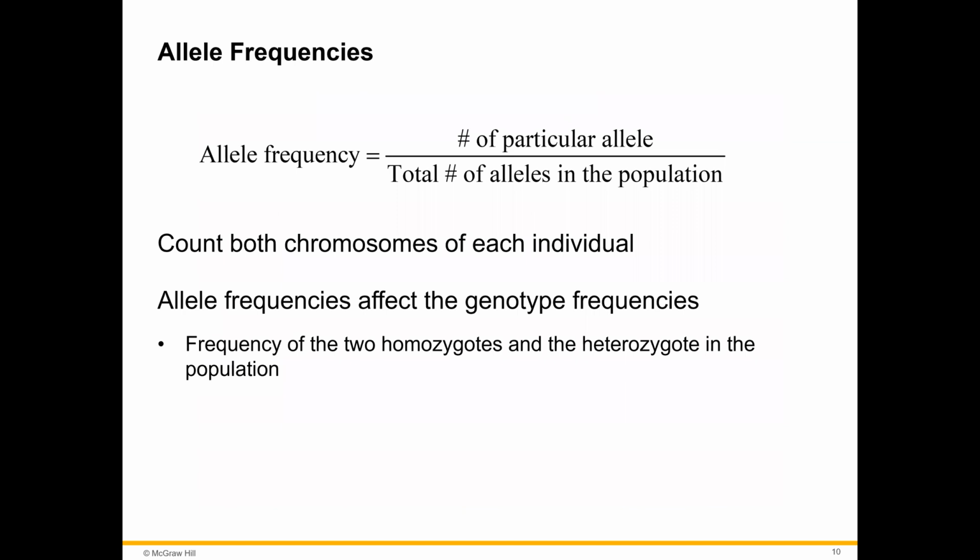Now, how can allele frequencies be calculated? Well, the allele frequency equals the number of a particular allele over the total number of alleles in the population. Count both chromosomes of each individual. Allele frequencies affect the phenotype frequencies, the frequency of the two homozygotes and the heterozygotes in the population. So allele frequencies within the population are actually going to affect our genotypes. A genotype can be homozygous, when we have, for example, two dominant alleles or two recessive alleles. Or it can be heterozygous, a dominant and a recessive allele. So allele frequency will affect how many homozygous and heterozygous individuals are present within a population.